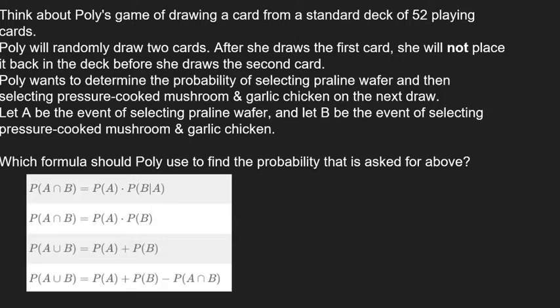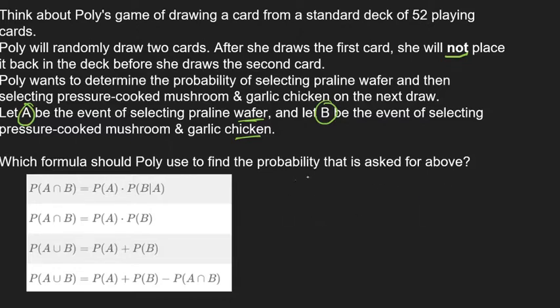Now we're going to think about Polly's game of drawing a card from a standard deck of 52 playing cards. It says she will randomly draw 2 cards. After she draws the first card, she will not put it back in the deck before drawing the second. So Polly wants to determine the probability of selecting praline wafer and then selecting pressure cooked mushroom and garlic chicken. So in this case, A is going to be that wafer, B is going to be the chicken, and we want to know what's the probability of drawing a card that allows her to select the praline, and then without putting that card back, she draws the second one and she ends up with the chicken. So what formula should she use?